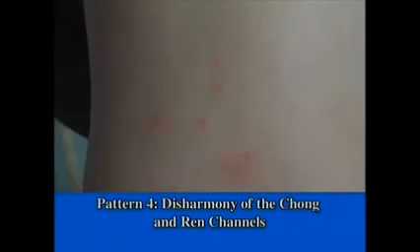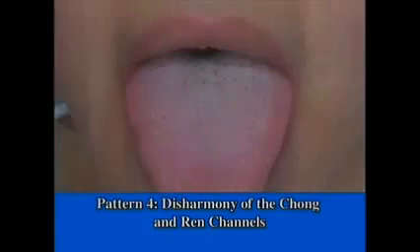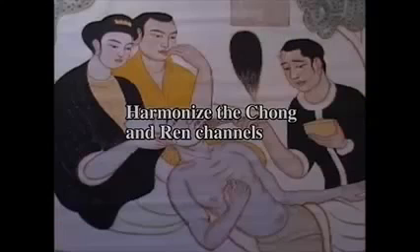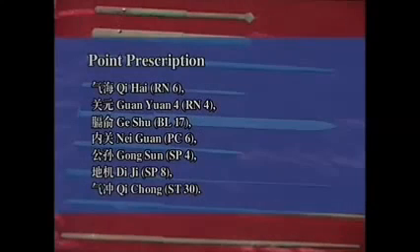Pattern 4. Disharmony of the Chong and Ren channels. Primary symptoms include lesions that generally appear a few days before menstruation and slowly recede until after menstruation, when they resolve completely. Lesions most commonly appear on the medial area of the legs, as well as the lumbosacral area and lesser abdomen. The tongue will be purple with a thin fur, and the pulse will be string-like and fine. Treatment principle: harmonize the Chong and Ren channels. Point prescription: Ren 4 and 6, bladder 17, pericardium 6, spleen 4 and spleen 8, and stomach 30.